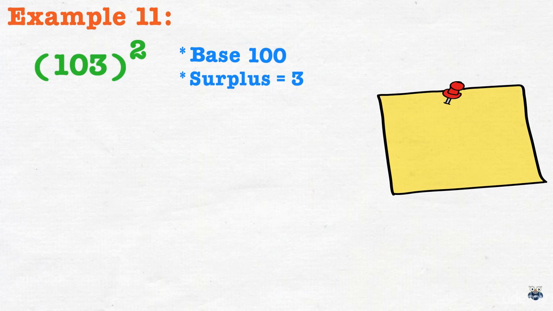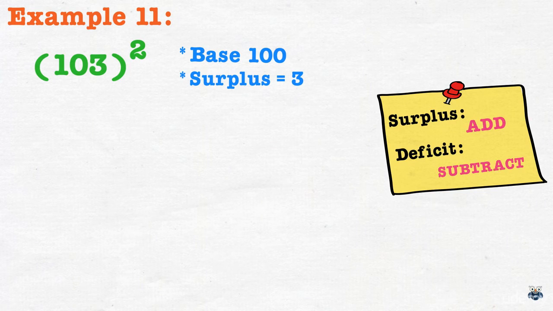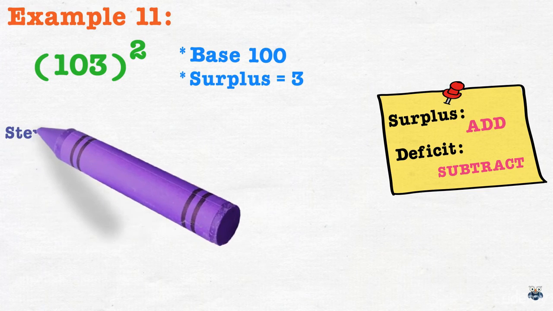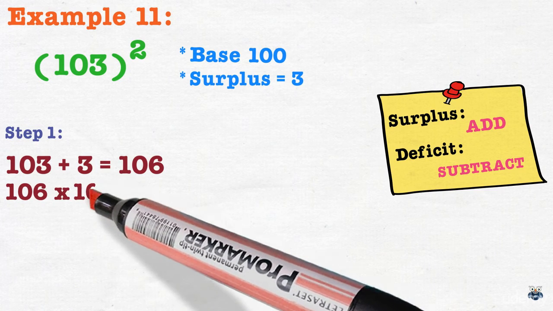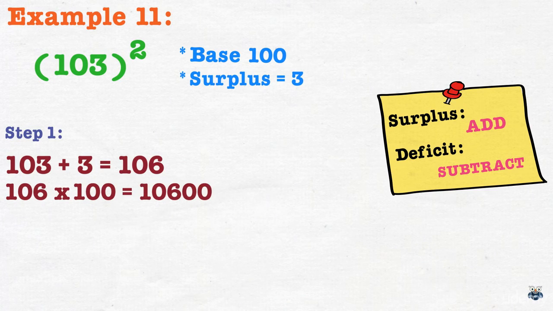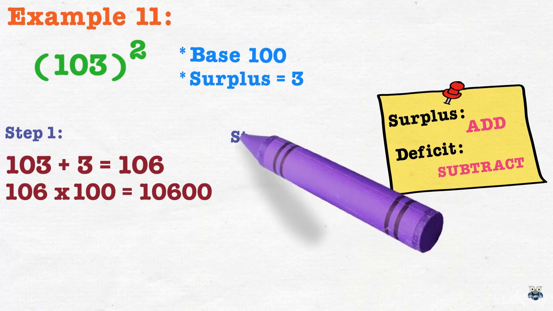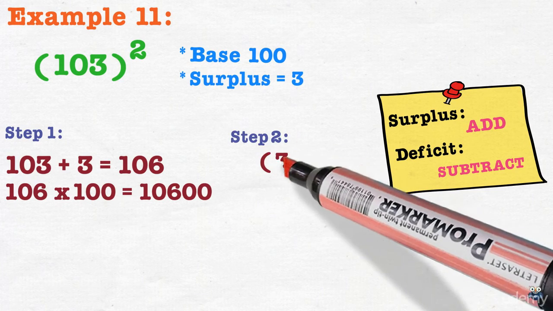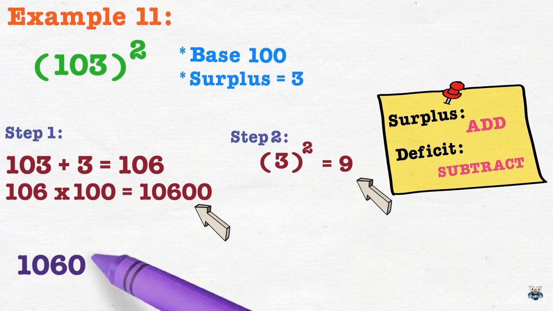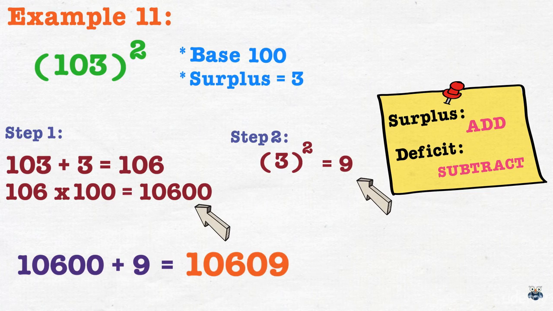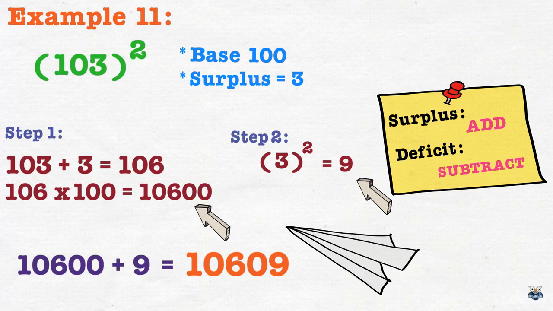This is an important step, so please make a note of this point. We subtract the deficit and add the surplus. So 103 plus 3 is 106. We then multiply this result with our base. 106 times 100 is 10,600. We then square the surplus. 3 squared is 9. And finally we add both results. 10,600 plus 9 is 10,609, our final answer.